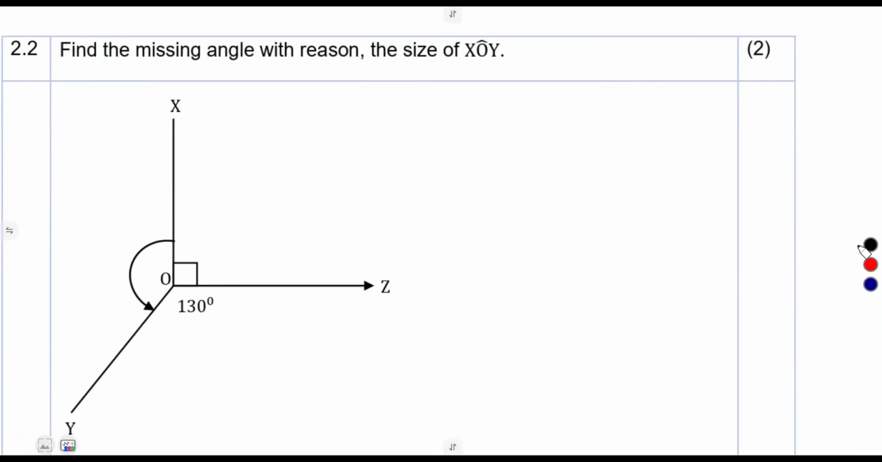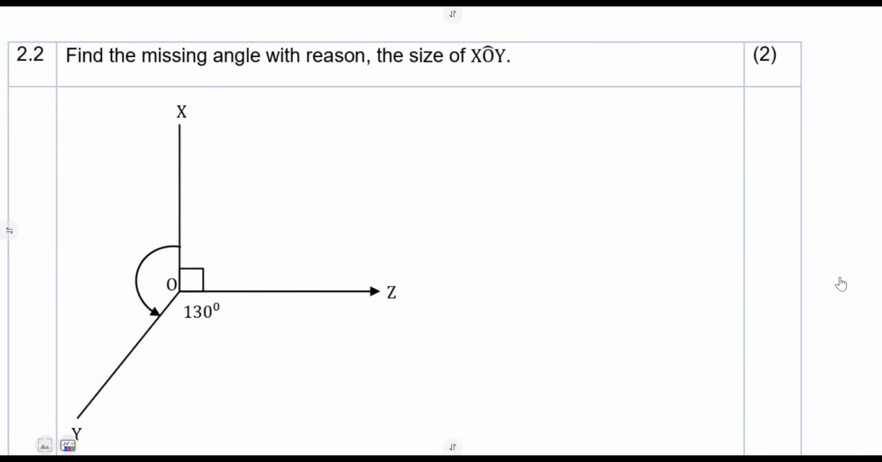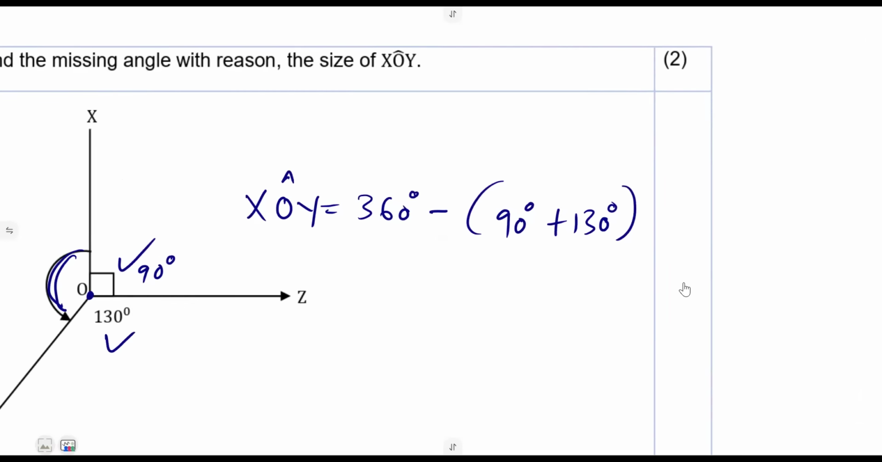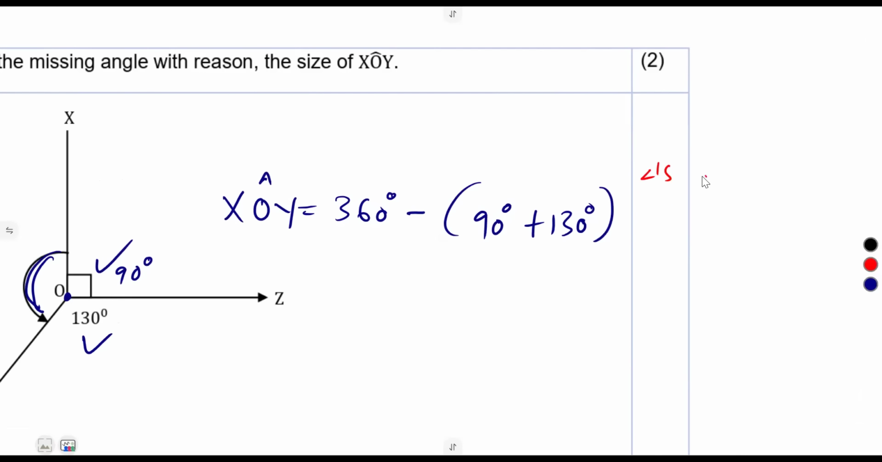Find the missing angle with reason. The size of X, O, Y, the X to O to Y, this one. All right. Angles at a point add up to 360. So that angle XOY is going to be 360 degrees minus all the angles that are given, which is the right angle indicating 90 degrees and the 130 degrees that we are given. The sum of angles at a point. All right. So these are angles at a point. They add up to what?